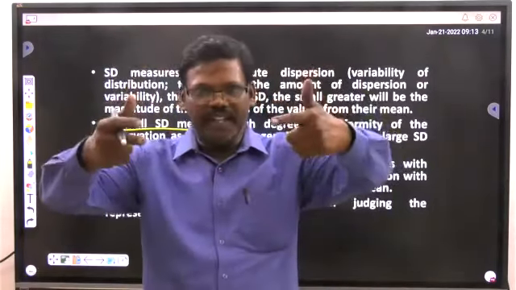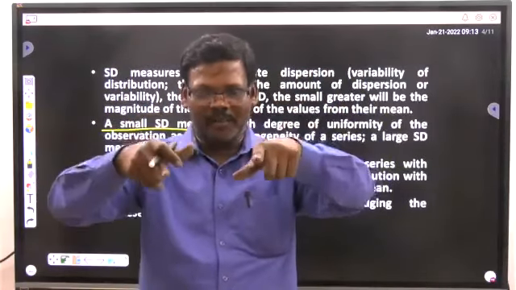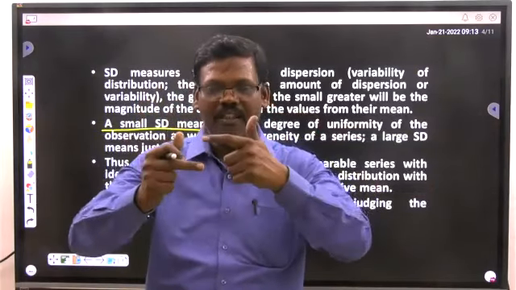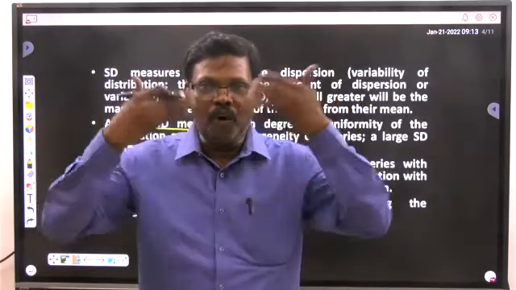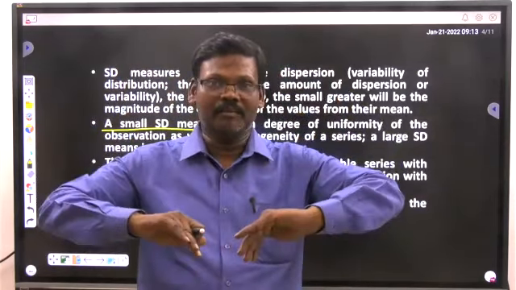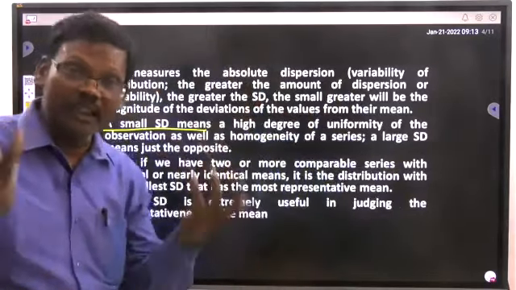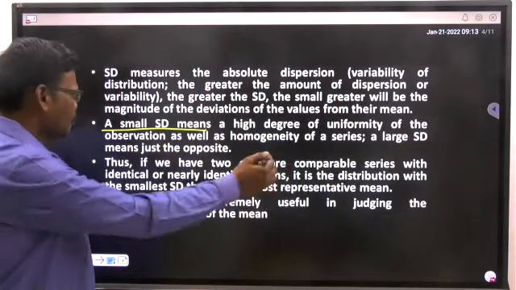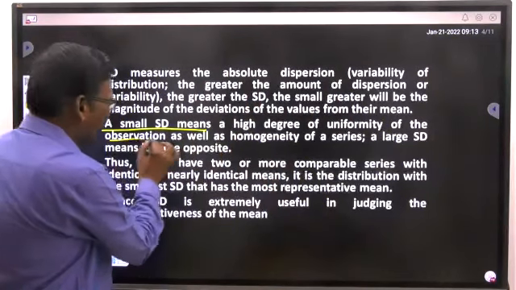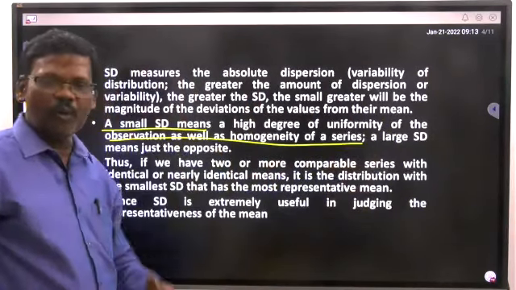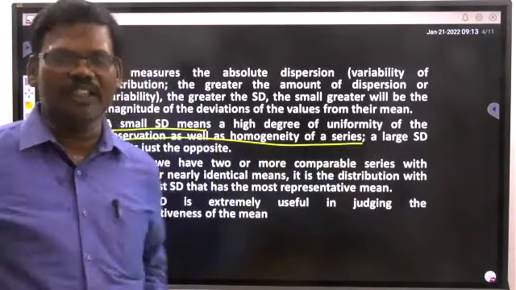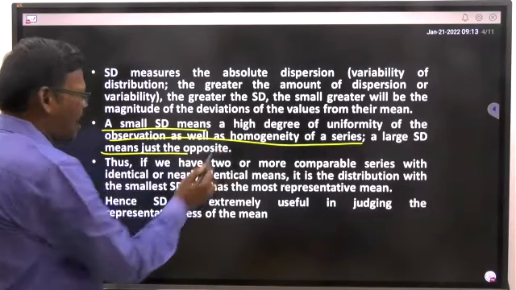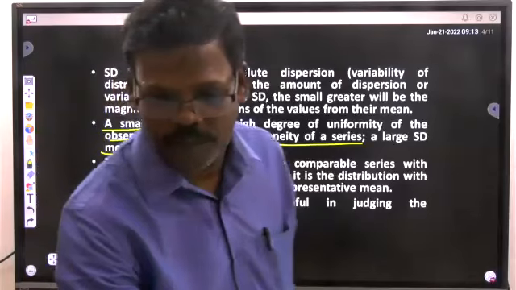More standard deviation means less uniformity among the variables given in the data. Less standard deviation means more uniformity. More uniformity means less variation, less variance, less dispersion, fewer differences among the variabilities. That means it can be observed as a homogeneous series, with less dispersion and more uniformity. A large standard deviation is just the opposite, vice versa.